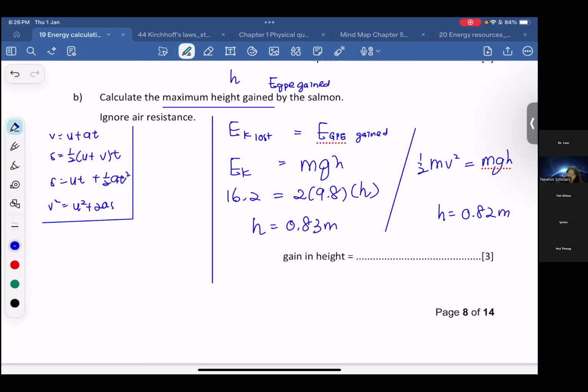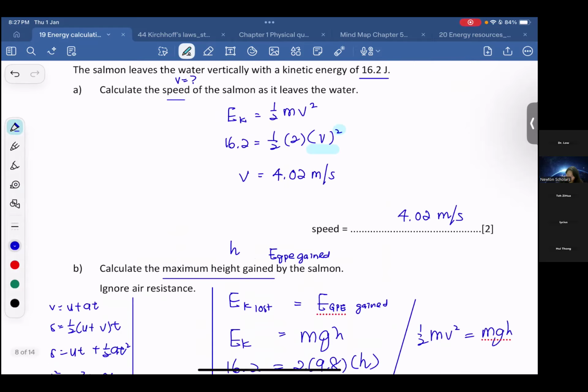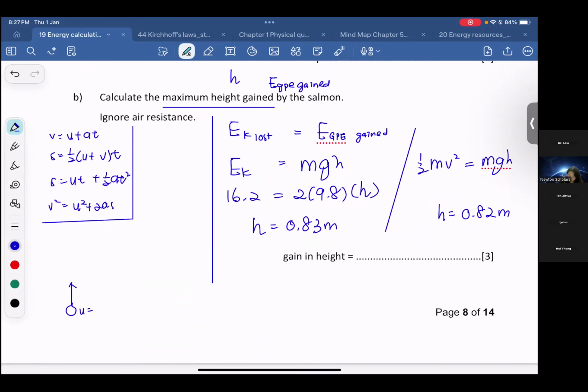So here, let's say this object is going up, starting with initial velocity U of 4.02 meters per second. When it goes to maximum height, after that the object will drop, right? The object drops because when it reaches the maximum height, its speed decreases until at maximum height the velocity becomes 0, then it drops. So at maximum height, the final velocity is 0.